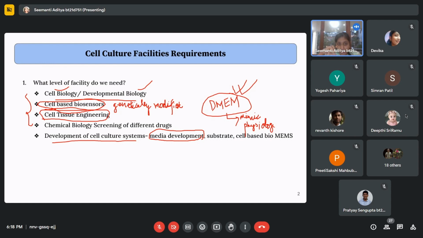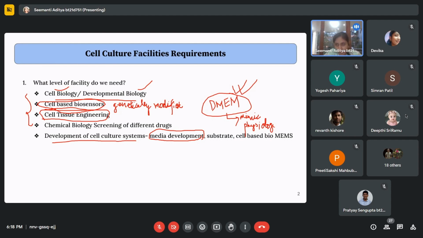These are not like cell cultures, but generally a small chip which has some cells you grow and test whether it is suitable for different drugs or not. So it's like a conjugation of mechanical engineering and biology. So these are bio-MEMS.